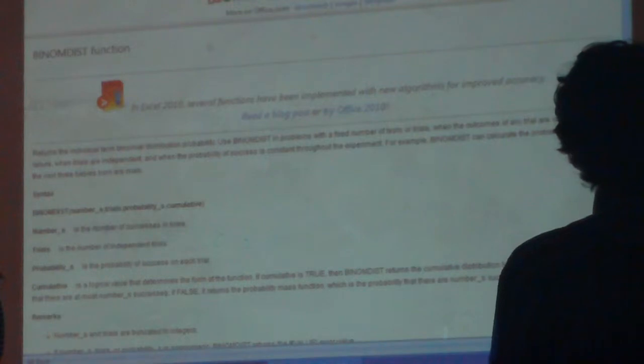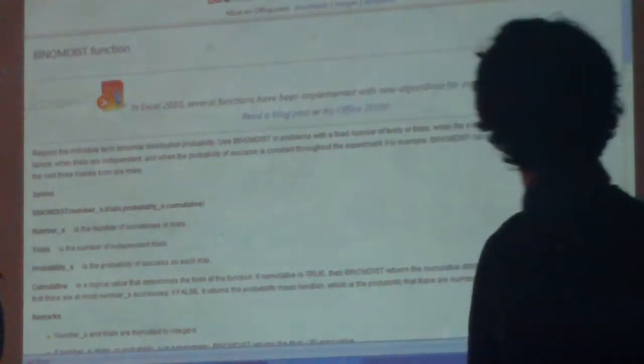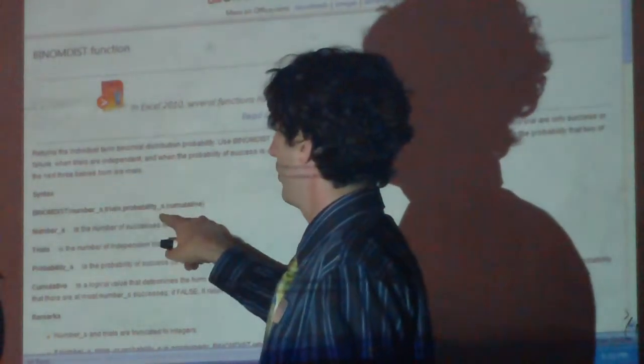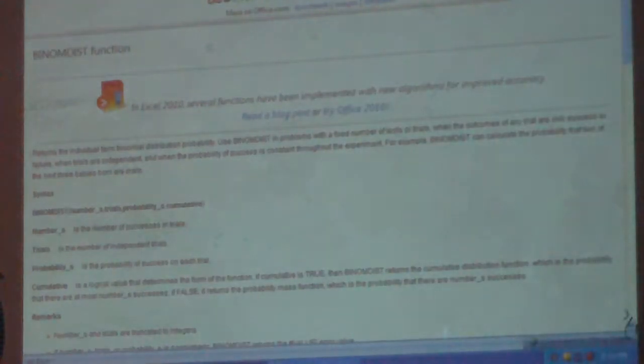So, the first number we put in there is the number of successes. So this actually corresponds to X. So when we do equals binom dist, and then you put parentheses, and then you would put in X, right? How many successes you want. The next thing is trials. That's the number of trials. That would be N. The next thing is probability S. That's the probability of success on each trial. That's actually P. And the last thing is cumulative.